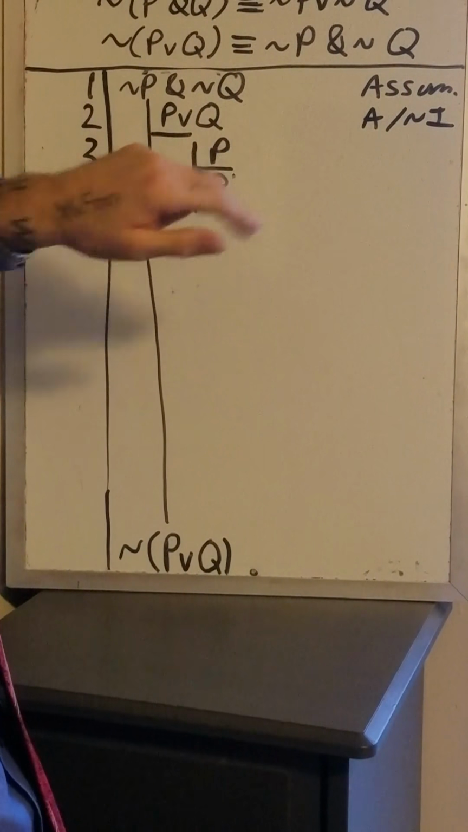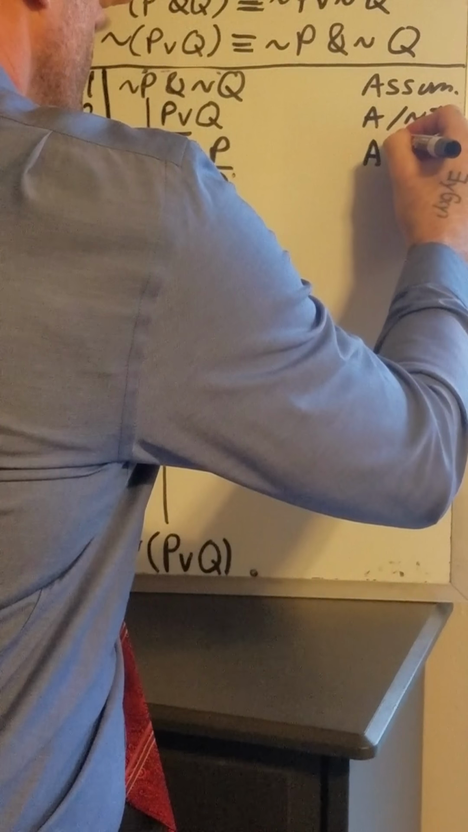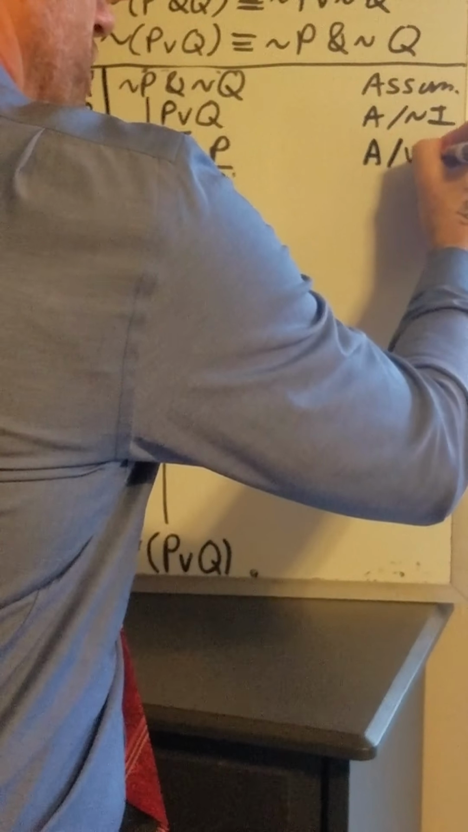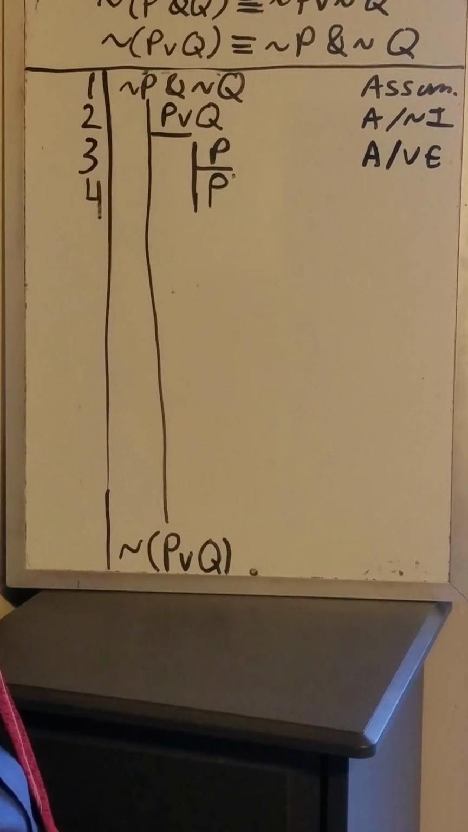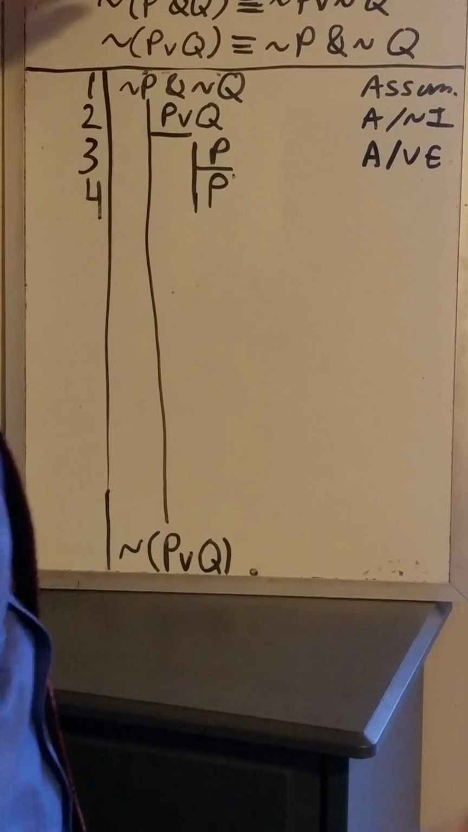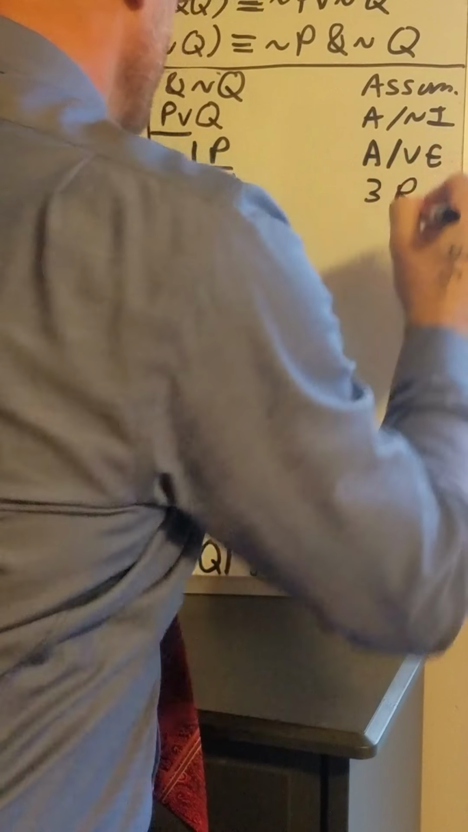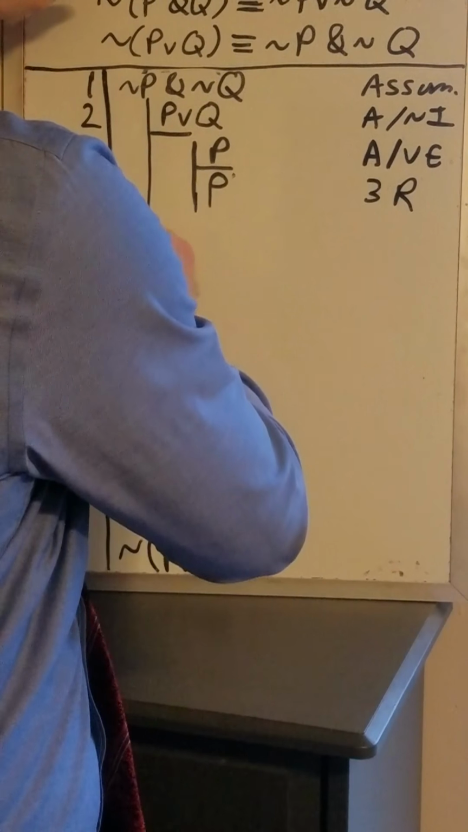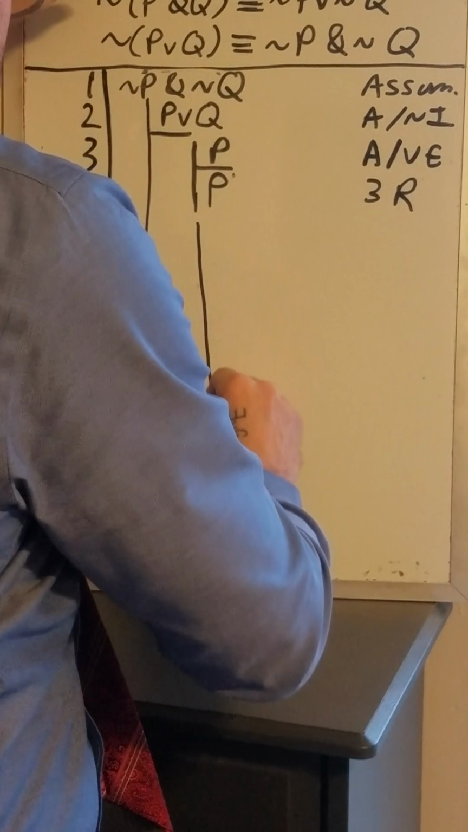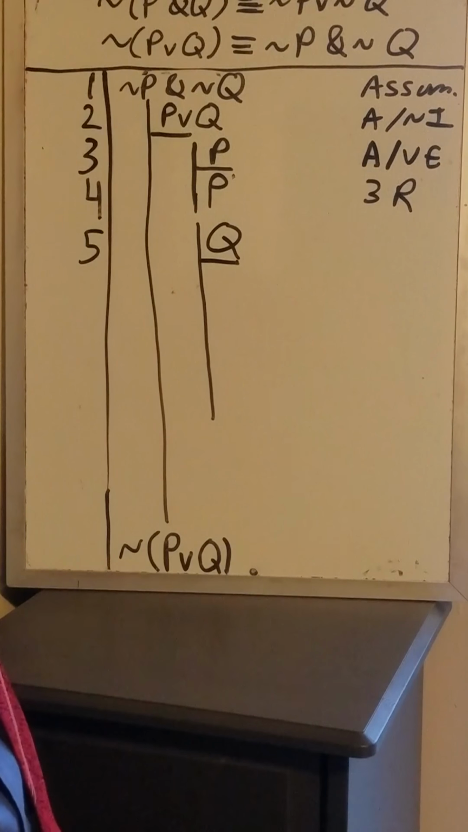Okay, so we assume P for purposes of disjunction elimination. And if we have P, we can conclude that P by reiteration from line 3. All right, now on line 5, let's go ahead and assume Q, the other half of this disjunction, okay?